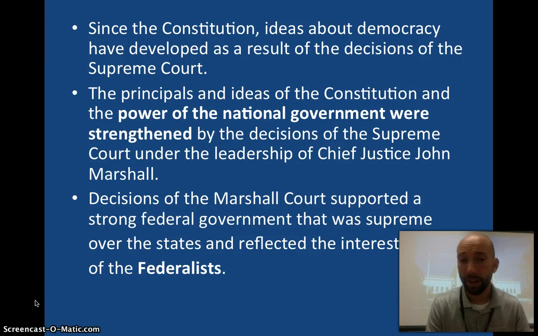John Marshall was a Federalist. Federalists believed in a strong national government. So John Marshall, in his decisions as a Chief Justice of the Supreme Court, increased the power of the national government because he was a Federalist. Decisions of the Marshall Court supported a strong federal government that had power over the states and reflected the interests of the Federalists. He's a Federalist. The majority of the court at the time were Federalists, so they strengthened the national government.